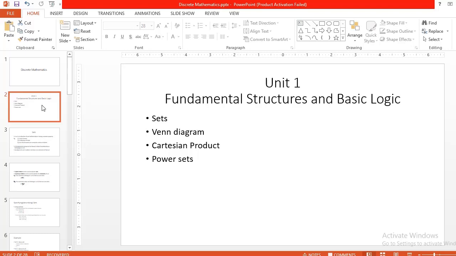Here is your Unit 1, that is the fundamental structures and basic logic. In this video, I am going to cover two points: sets and power sets. The remaining points we will cover in the next lecture. So our first point is sets.